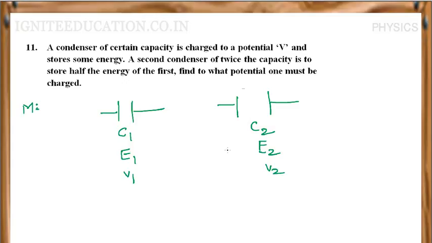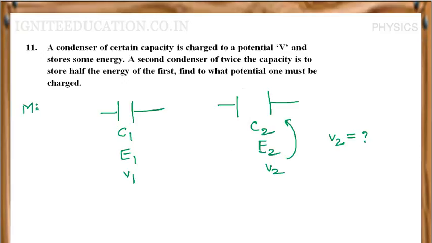So for some conditions we need to find out V2, at what potential the second one will be, at double the capacitance of the first one and having half of the energy of the first one. Those two are the conditions, and we need to find out the second potential.